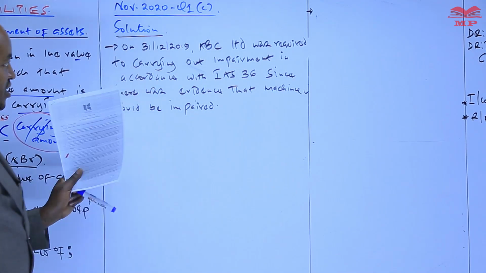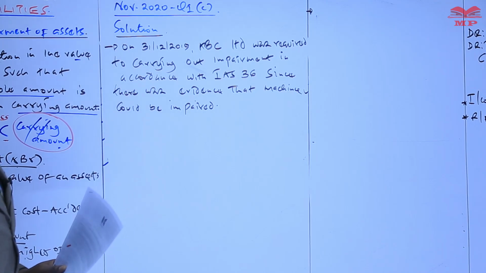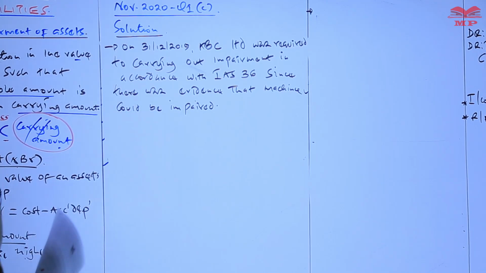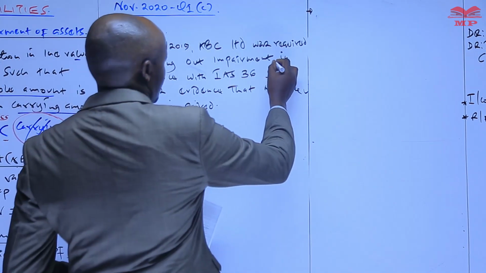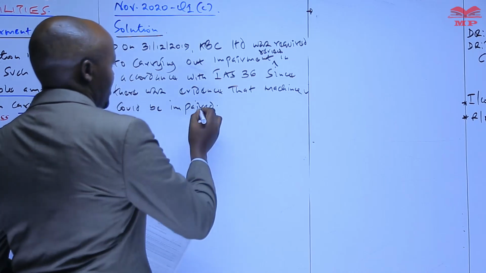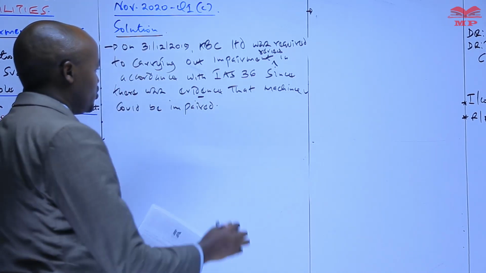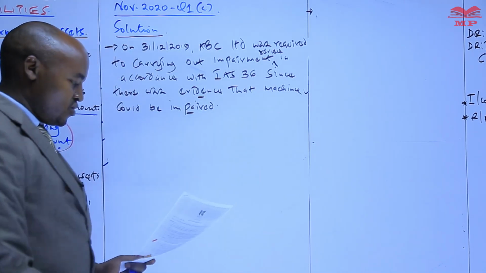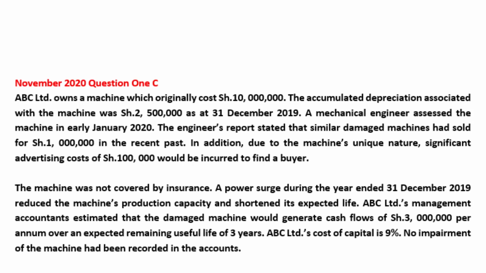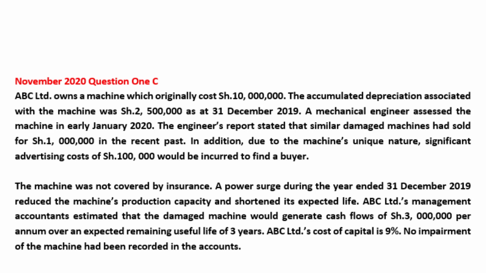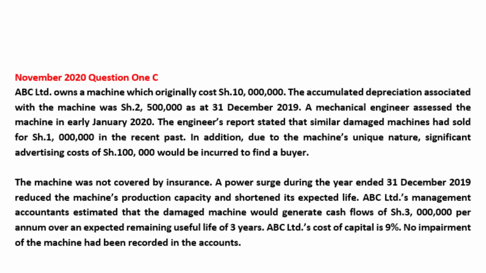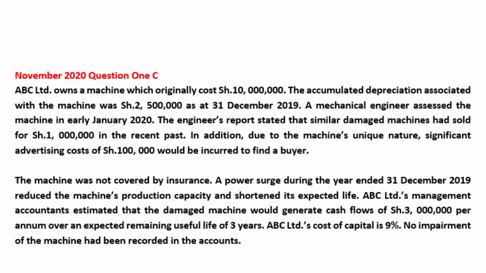You say that at the end of 2019, this company had to carry out an impairment review in accordance with International Accounting Standard number 36, simply because there existed some evidence which showed that the machine owned by this company was impaired. And we have said this evidence is the reduction in machine production capacity, or basically the performance of the machine being worse than what was expected.